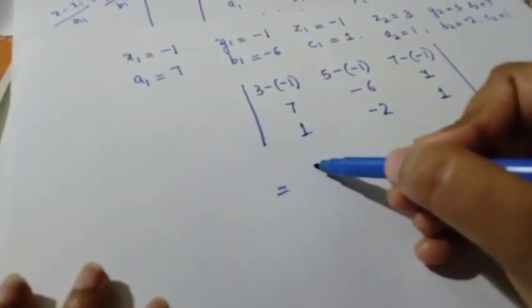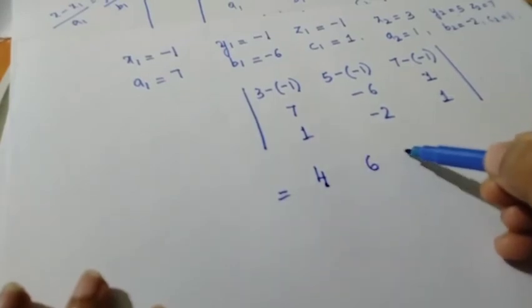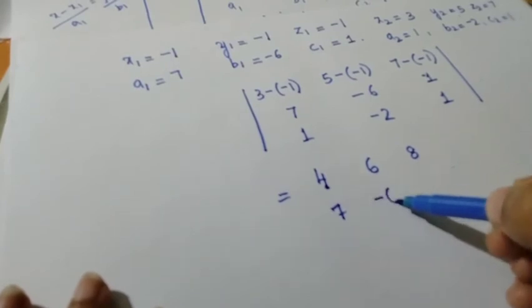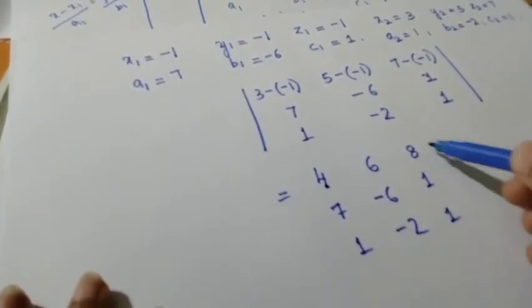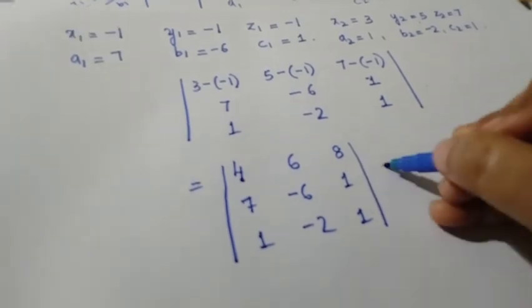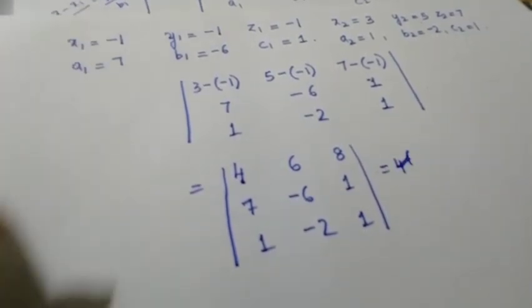Okay, so this is equal to 3 minus of minus 1 is plus 1, 3 plus 1 is 4, 5 plus 1 is 6, 7 plus 1 is 8. So this is 7 minus 6 plus 1, 1 minus 2 plus 1. Okay, now we solve the determinant value.